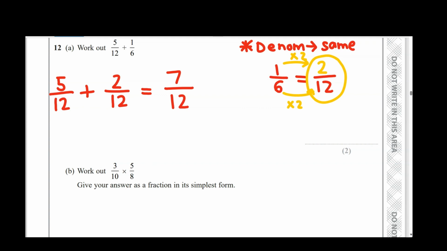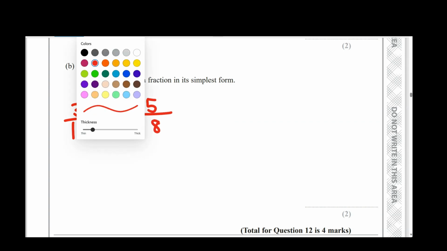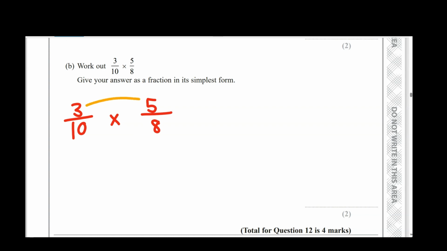12b, they want us to work out this multiplication of fractions. If they give you multiplying with fractions, you can celebrate, because it's a really easy one. All we've got to do, when we're multiplying fractions, let's get this written out a bit bigger, is multiply top times top. So 3 times 5 is going to give me 15. And at the bottom, 10 times 8 is going to give me 80.